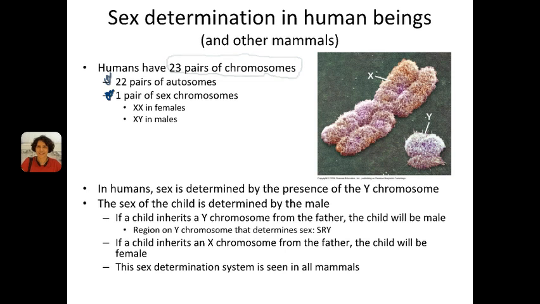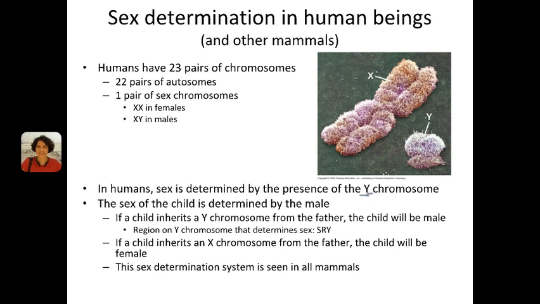The autosomes are those chromosomes that are the same among males and females. And the sex chromosomes are the ones that are different. In females, the sex chromosome pair has 2 X chromosomes, and in males, it has 1 X and 1 Y. So in human beings, the sex of a child is determined by whether it has a Y chromosome or not. If it has a Y chromosome, it's a boy. If it doesn't, it's a girl.